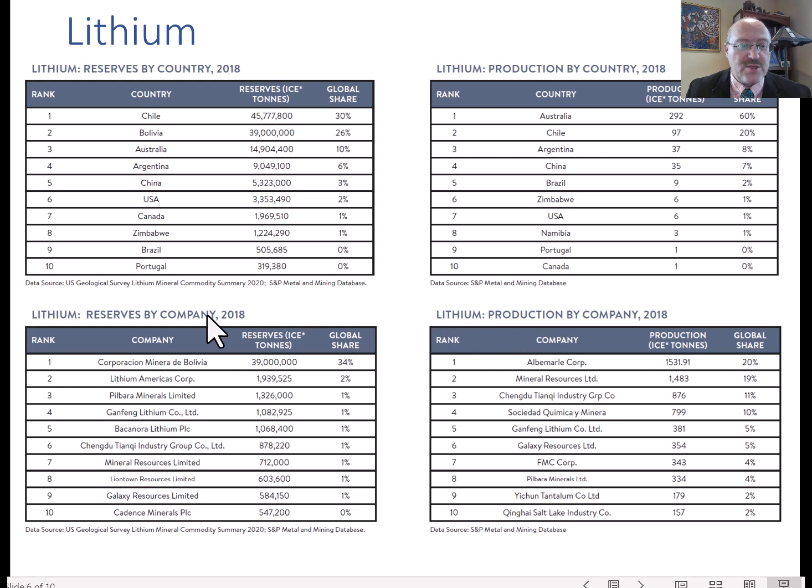As far as the companies go, there is a corporation, Mineral de Bolivia, the problem is pronouncing it, but it's 34%, and the rest are going to like 1%, small percentages. And production by company, so one company has reserves, the other company produces the end product, is Albemarle Corporation, 20%, then there is another company, 20%, and another 10. So it's a little bit better divided, but still there is a global dominance of just several suppliers in the world.